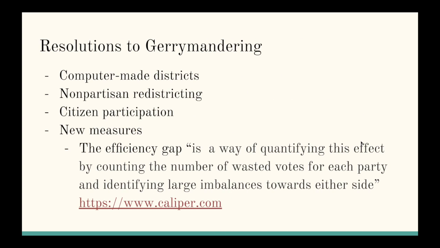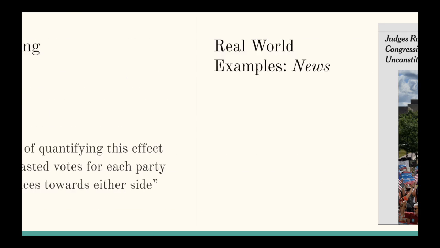So resolutions to gerrymandering could be computer-made districts, nonpartisan redistricting, citizen participation, and new measures. And one example of that would be the efficiency gap, which is a way of quantifying this effect by counting the number of wasted votes for each party and identifying large imbalances towards either side.